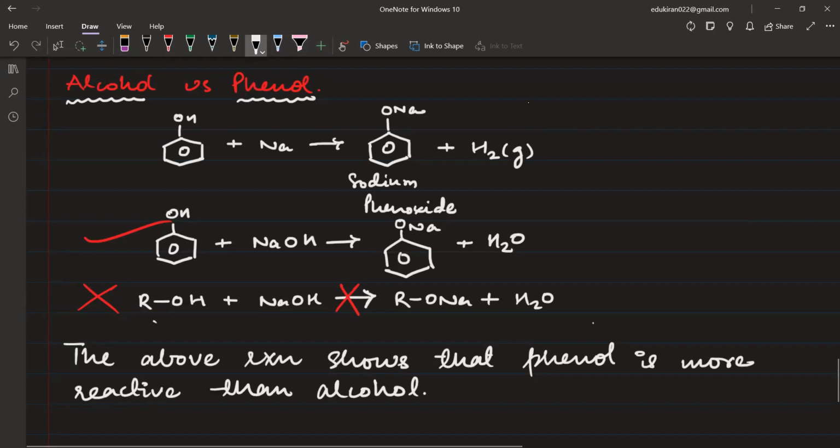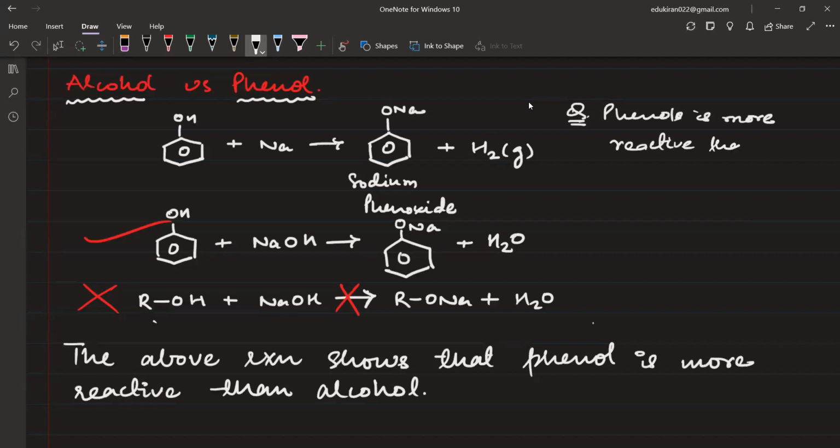Okay, so if they ask you a question, a question that comes very often in CBSE: phenol is more reactive than alcohol. Explain by a reaction. Okay? Explain using reaction. Then you are going to write these 2 reactions.